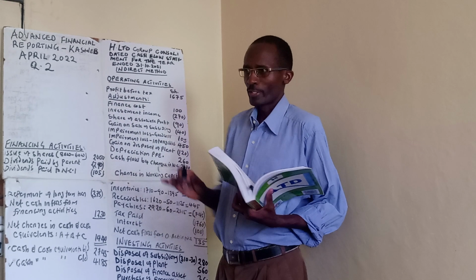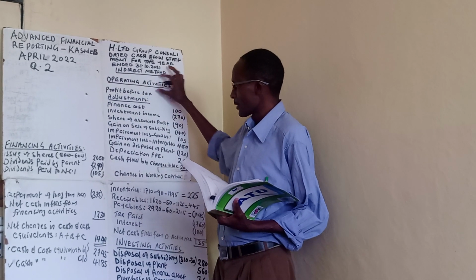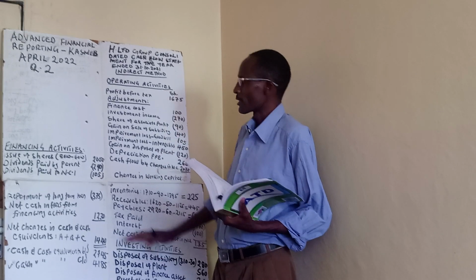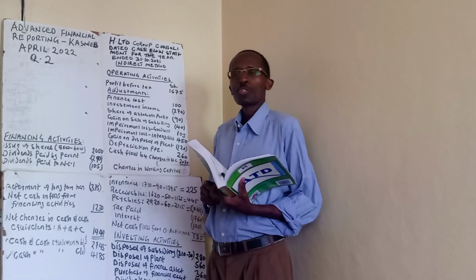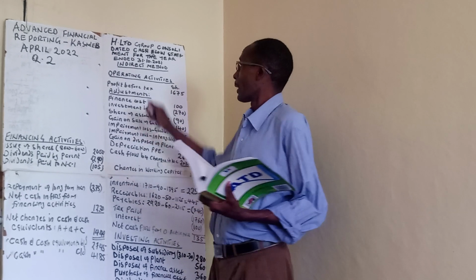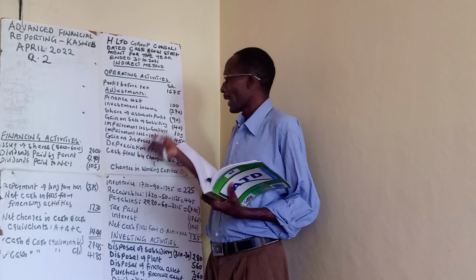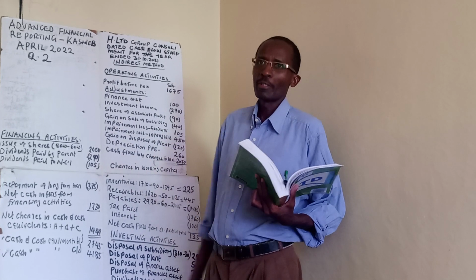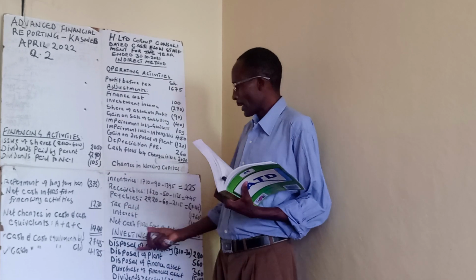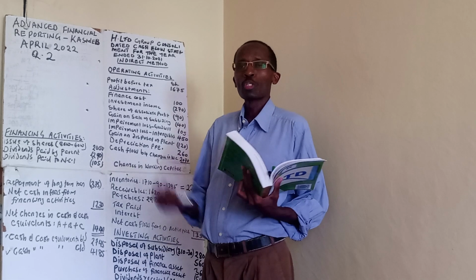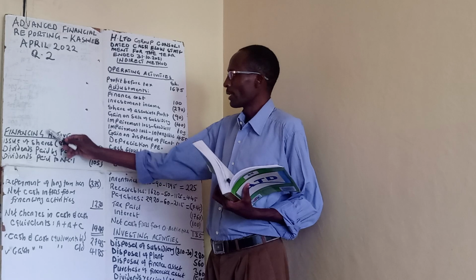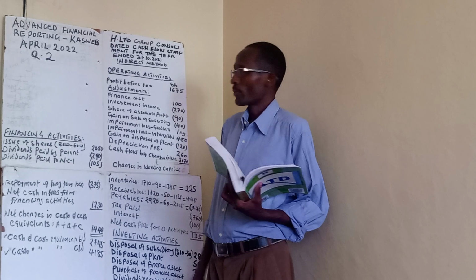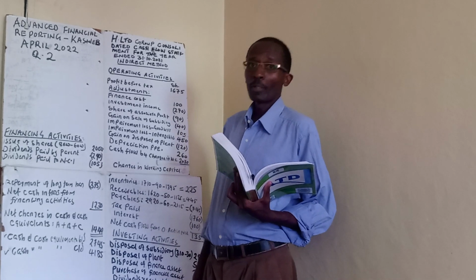There are three headings always: the operating activities, then investing activities, and then the financing activities. The operating activities are those activities which result in the calculation of the profit reported. The investing activities deal with the acquisition and the disposal of the non-current assets. And the financing activities deal with equity and long-term liabilities.